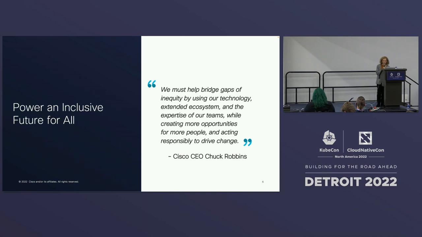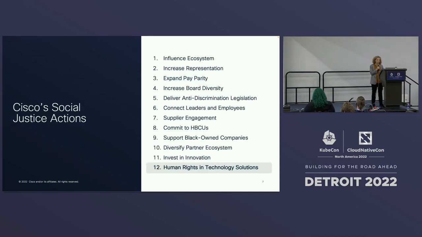It is daunting. I won't gloss over how hard this work is. But I think that is part of our responsibility, part of what we can do, and I think it is really important work. So at Cisco, we've actually put this into social justice actions. There are 12 at Cisco. We're down at the bottom, human rights in technology solutions.